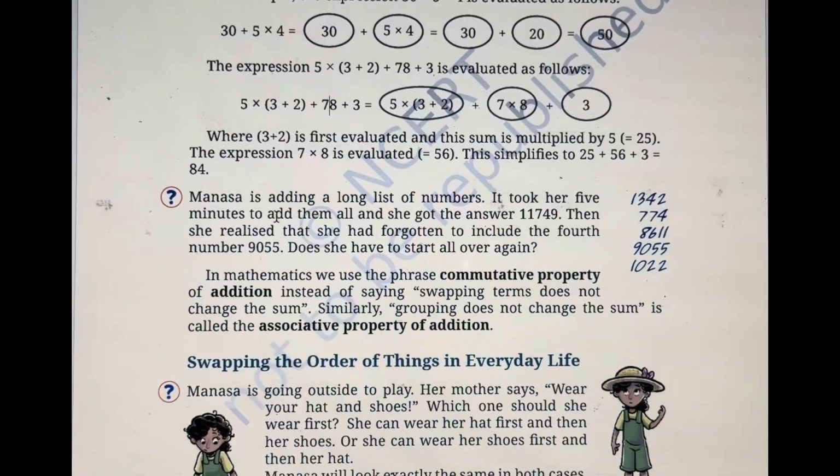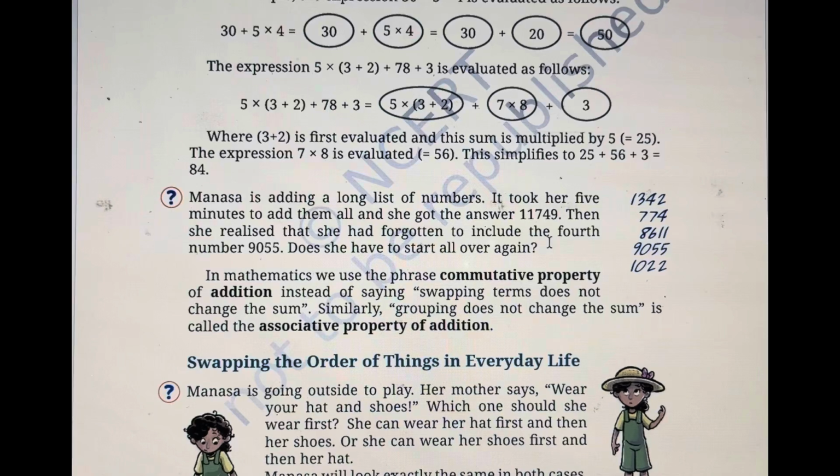Right. Now here there is a question. Manasa is adding a long list of numbers. It took her 5 minutes to add them all, and she got the answer as 11749. Then she realized that she had forgotten to include the fourth number, that is 9055. So does she have to start all over again? That's the question to us.